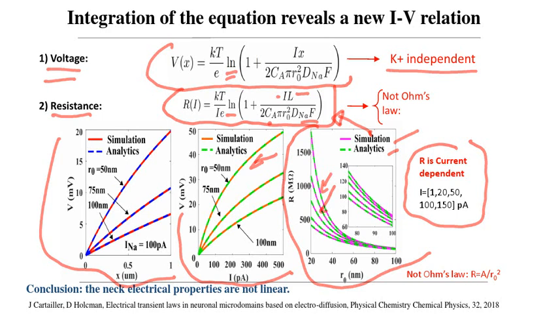And so again, we have a large deviation compared to the classical conduction law, which is that the resistance is inversely proportional to the radius squared. And so all these calculations are summarized in these references published in Physical Chemistry and Chemical Physics last year.